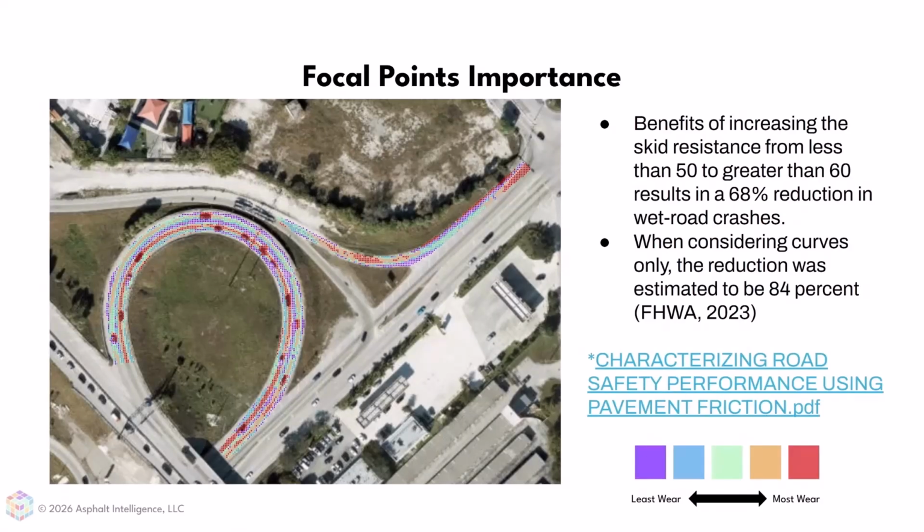And back to, why are we doing this in the first place? Do we really care that part of the road is red and part of it is purple? Or that if we go out and test friction coefficients, we get a 0.5 instead of a 0.65? We care because the benefits of increasing skid resistance from less than 50 to greater than 60 result in an almost 70% reduction in wet road crashes. That's fewer crashes, less severe crashes, and lives saved.